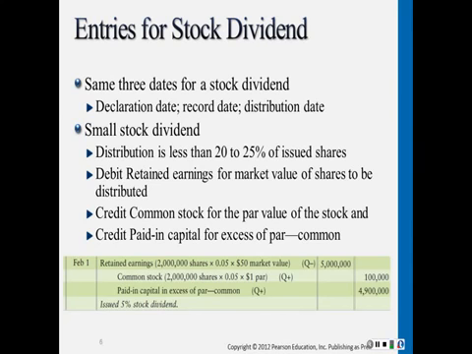Here's how the various accounts are affected. Retained earnings is debited for the market value of the dividend shares. Common stock is credited for the stock's par value. Paid-in capital in excess of par common is credited for the remainder.